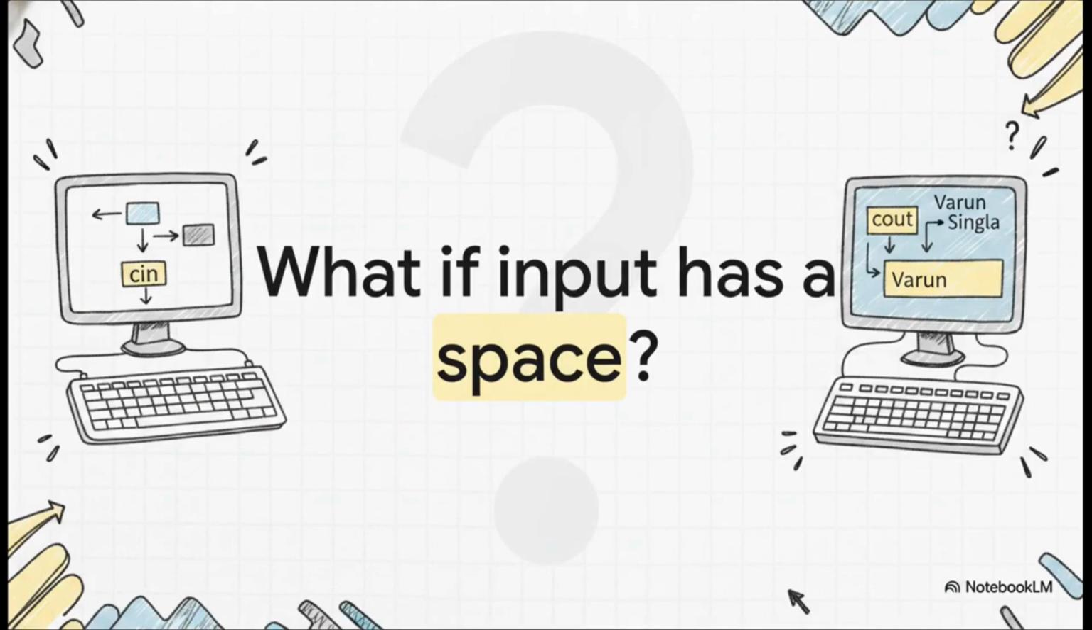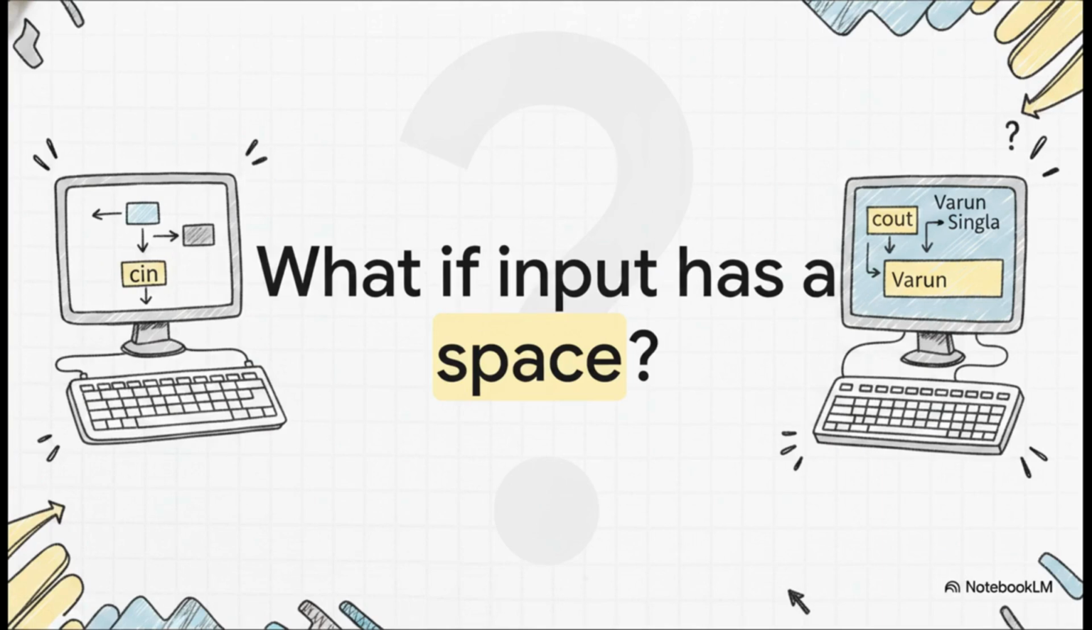Before we wrap up this explainer, I want to leave you with a really fascinating puzzle to test your new knowledge. Imagine you run your brand new program, and when it asks for your name, you type your full name with a space in the middle. Say, for example, Varun Singla. Think very carefully about how cin and the extraction operator actually function under the hood. When you tell it to print the variable, what will it actually output to the monitor?